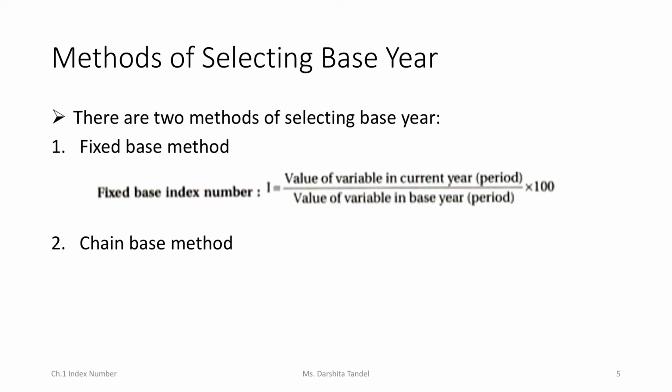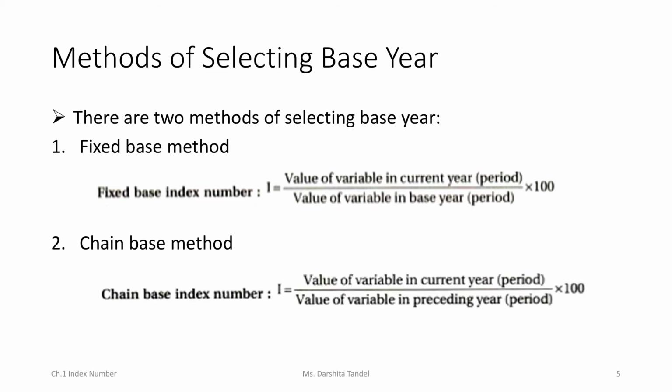Second method, chain base method. A fixed year or period is not taken as base year or period in this method. For every current year, its preceding year is taken as the base year. Formula for chain base index number is equal to value of variable in current year divided by value of variable in preceding year into 100.